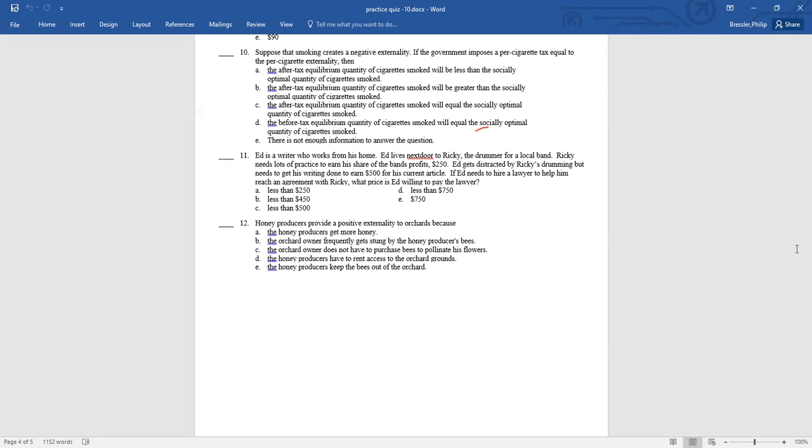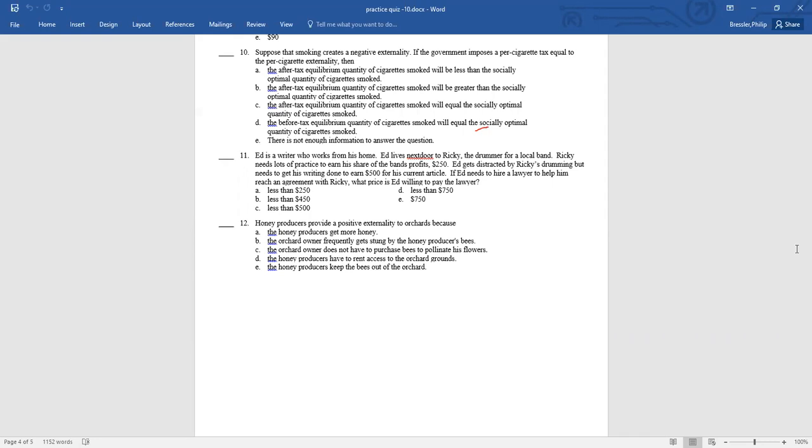Now, somewhere in the compromise, Ed could pay Ricky a certain amount of money. He could actually pay Ricky 250 to stop drumming. So Ricky would make his profits, and Ed would make more. So those are the type of situations they could do. And that's C, less than 500.